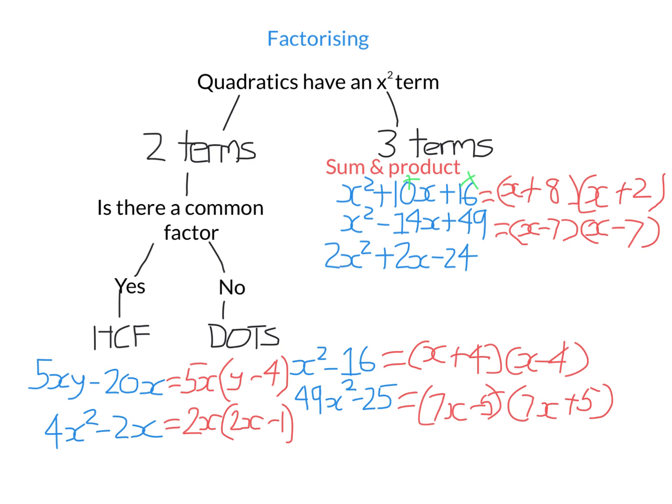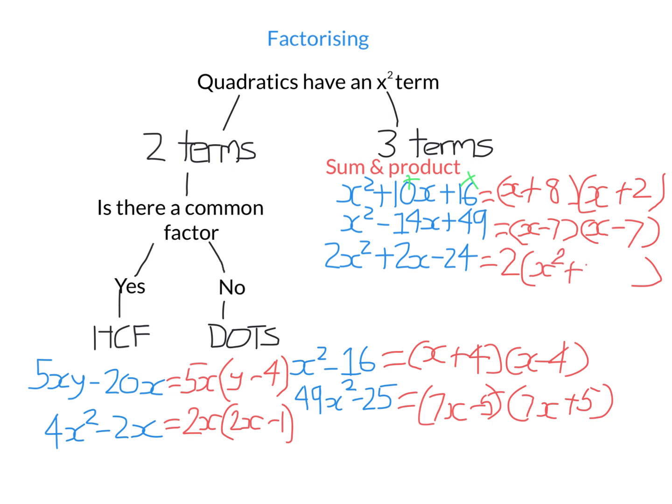So let's look at this last example here. This one's a bit different because there is a number in front of the x squared. When that happens, you need to first take out a common factor. See, 2x squared, 2x, and negative 24, each of those 3 terms shares a common factor of 2. So I'll write 2 out the front. So what do I times by 2 to get 2x squared? I just times x squared.